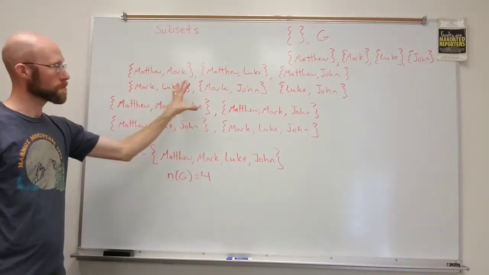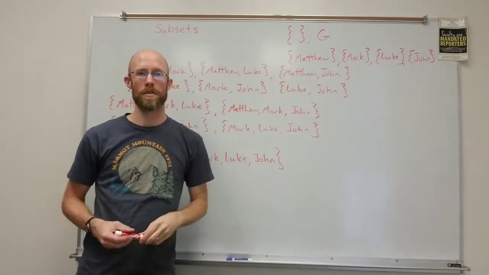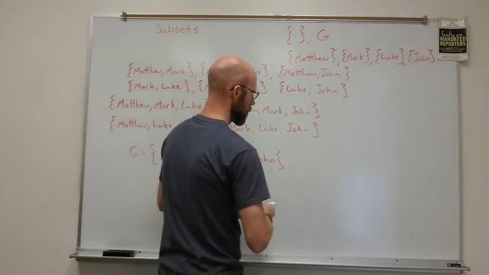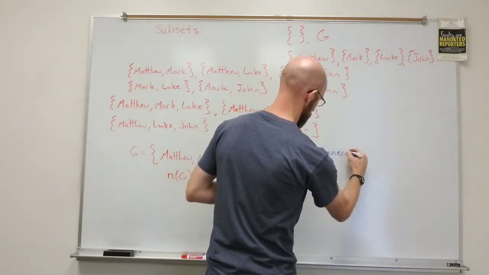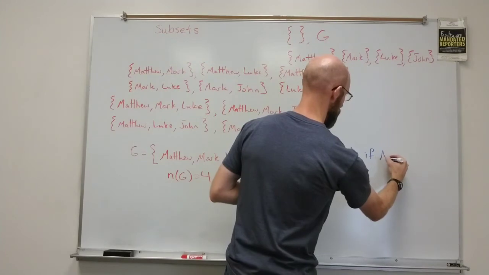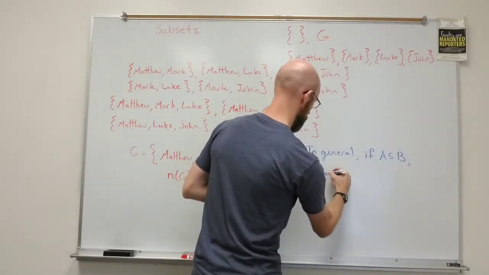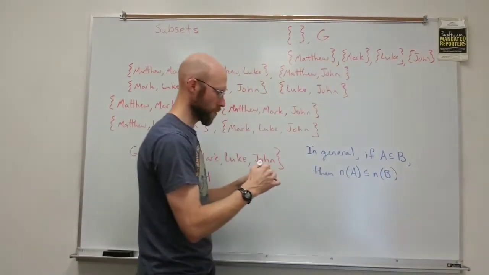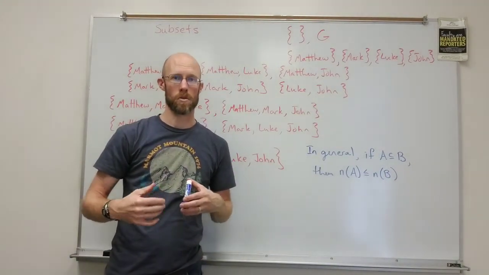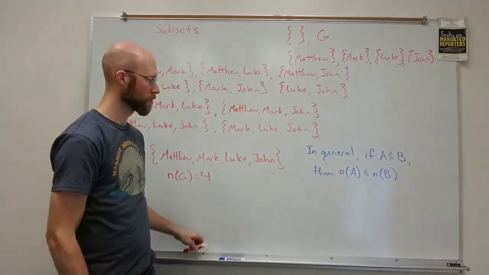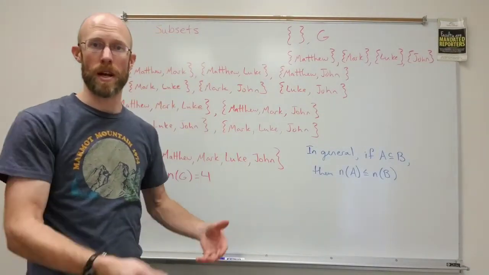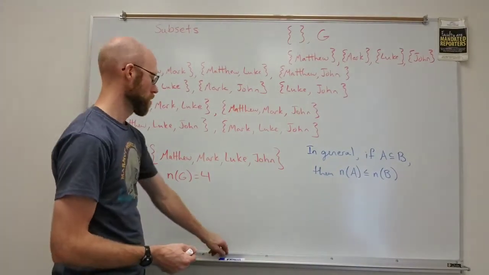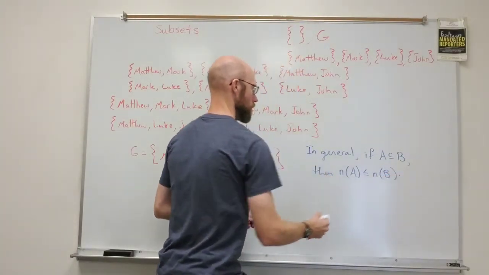And so the subsets can never exceed the size of the set itself, right? So in general, in fact, let me write this in a different color. In general, if A is a subset of B, then the cardinality of A is going to be less than or equal to the cardinality of B. So you can never have a subset whose cardinality exceeds the set, because you can't have more elements than the original set. Otherwise, you'd have things that aren't in the original set, and it's no longer a subset. Okay?